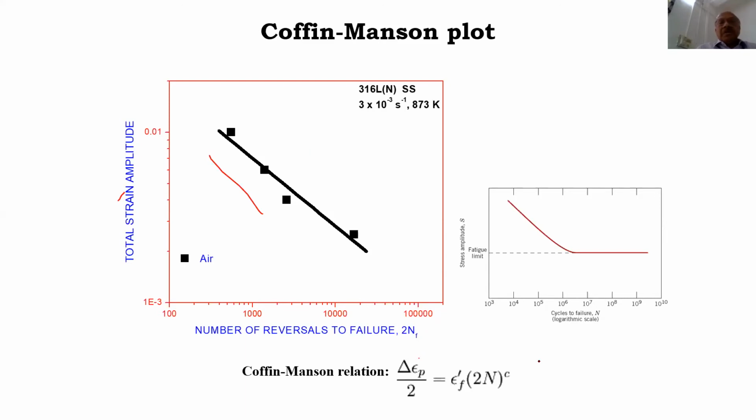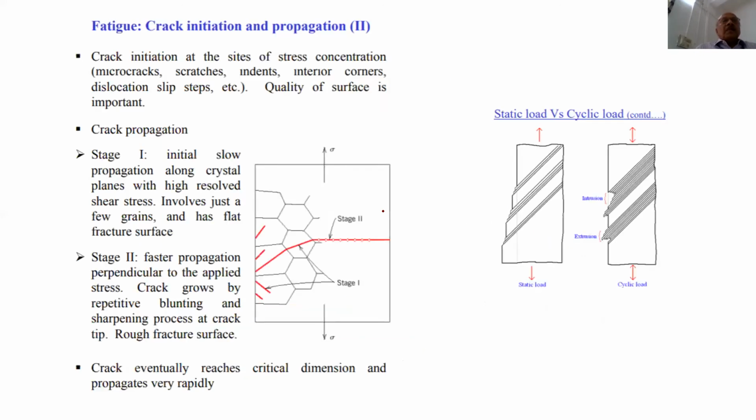It's a plot between the plastic strain and the number of cycles to failure. And fatigue crack always starts on the surface. Unlike tensile, which starts inside, creep mostly inside, also outside. Fatigue crack always starts inside and then it propagates through various stages.